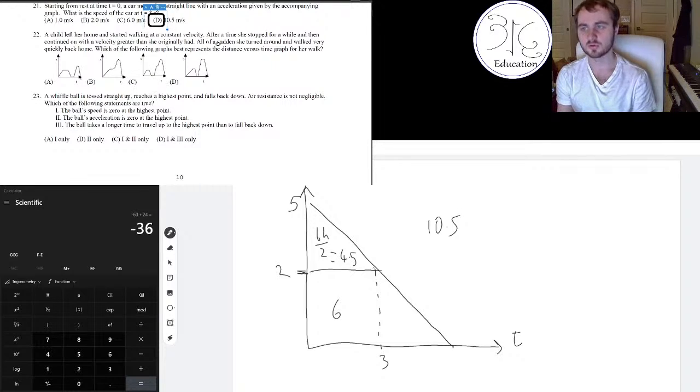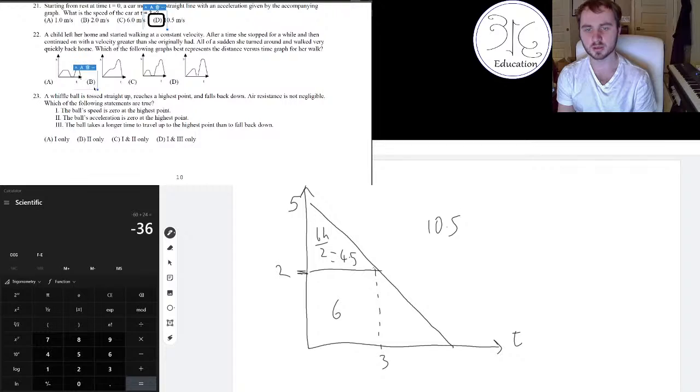She doesn't go backwards when she stops. So that's kind of what we have in almost all of these cases. They have her stopping, then they have her turning around. But after she stops, she continues on with a velocity greater than she already had. That's only accounted for in this one.